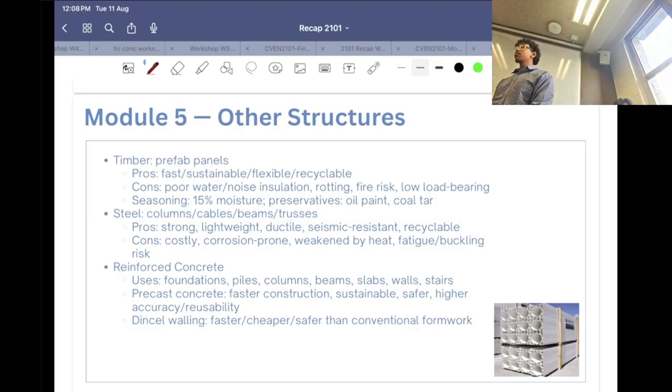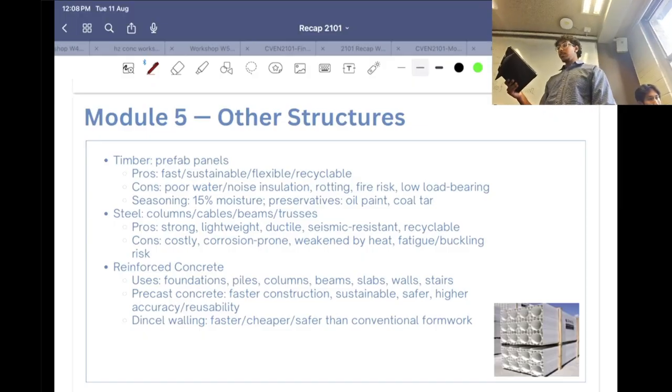And then we have steels. Those are mainly used for columns, cables, beams, and trusses. So they're strong, lightweight, ductile, recyclable as well. However, they are very costly, corrosion prone, weakened by heat, and have lots of buckling risk.